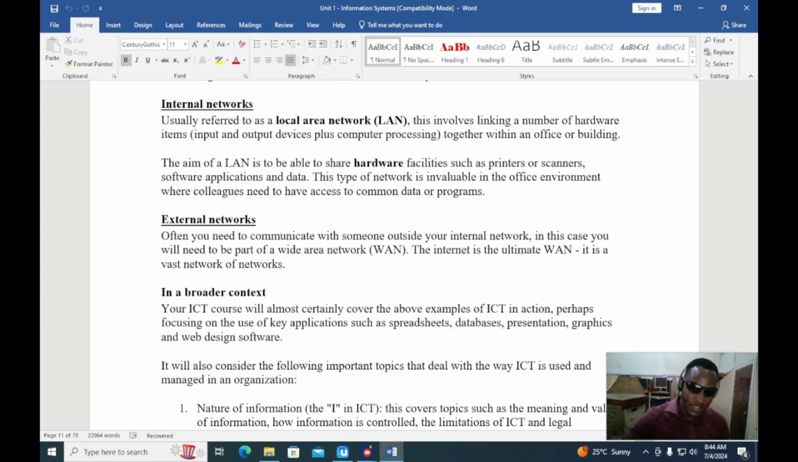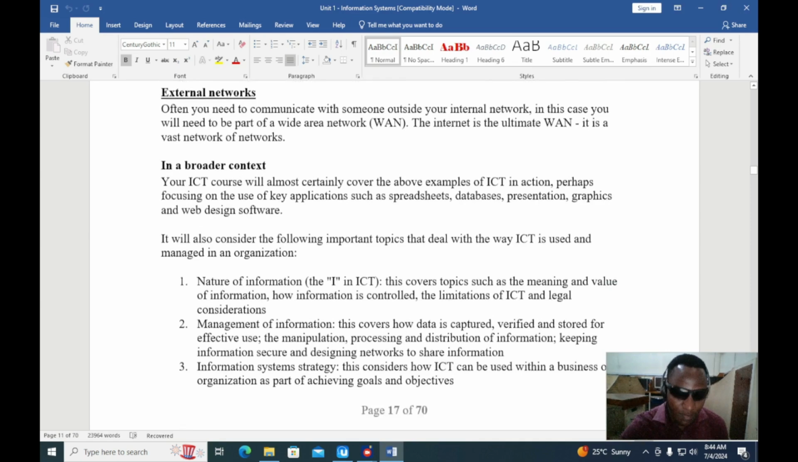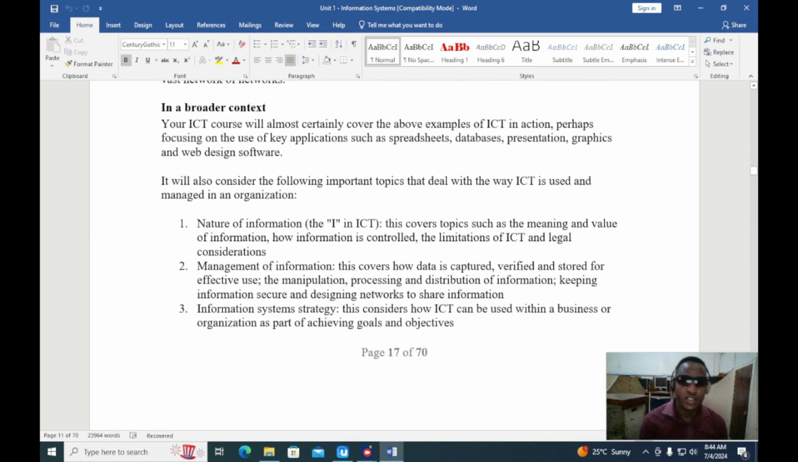So if we look at a broader context, then your ICT course is going to certainly cover the examples that I have given above in action. Perhaps it's going to focus on some key applications, for example the spreadsheets, the databases, the presentation, the graphics, and even the web designing software. So it is going to look at some important topics that deal with the way ICT is used and the way ICT is managed in organizations.